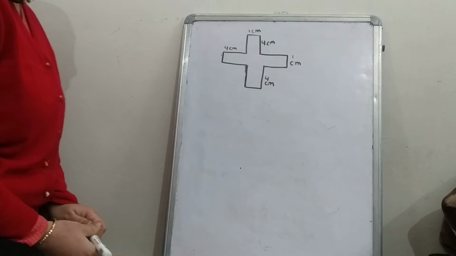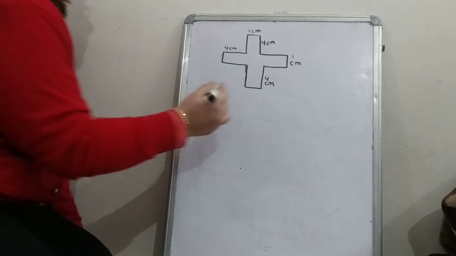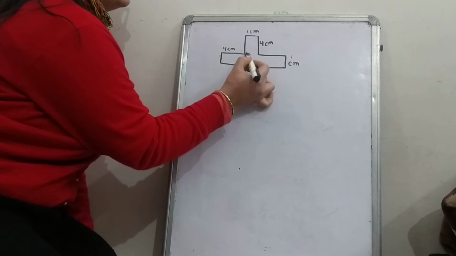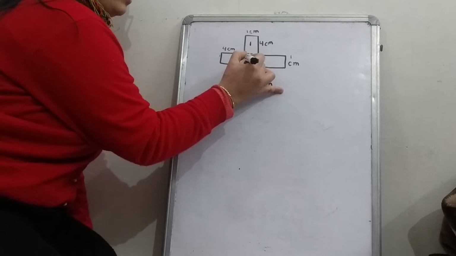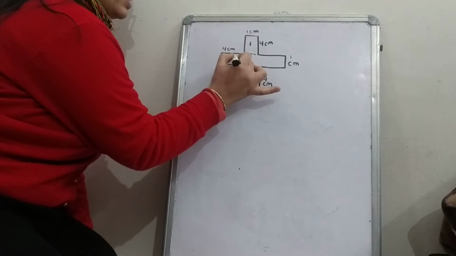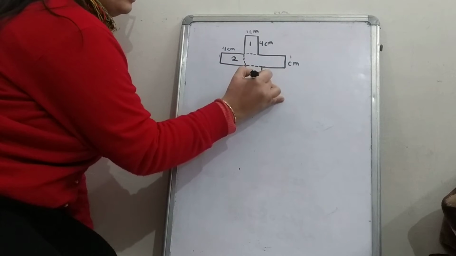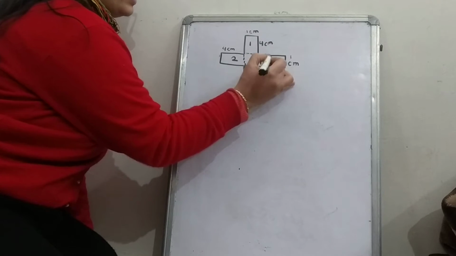We have to find the area of this figure. As you can see in this figure, how many rectangles do we have? If I draw a line here, then it is the first rectangle. If I draw a line here, then it is the second rectangle. If I draw a line here, it is the third rectangle. If I draw a line here, it is the fourth rectangle.